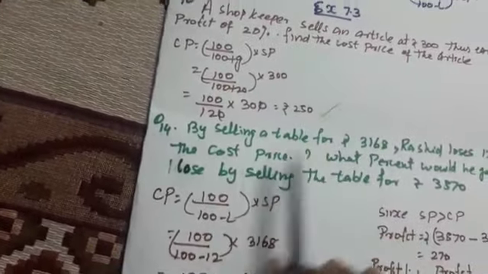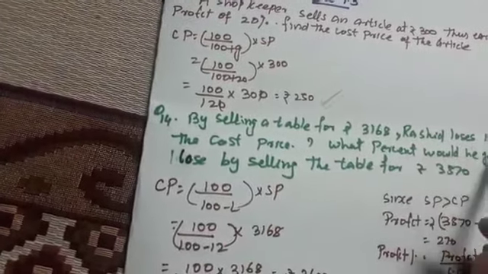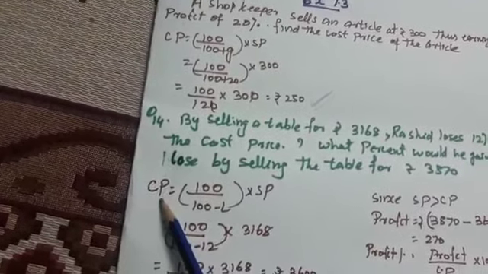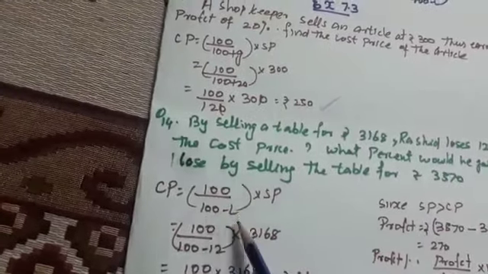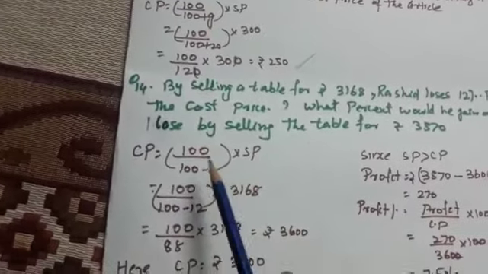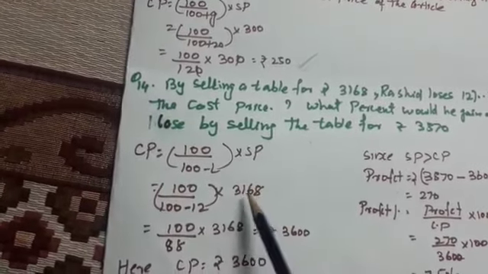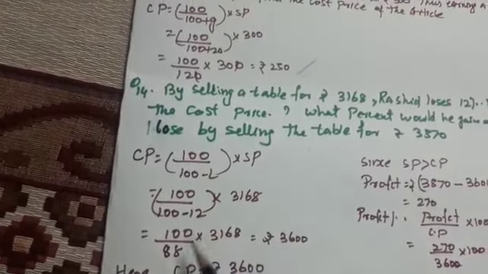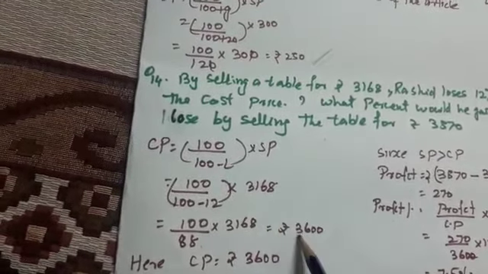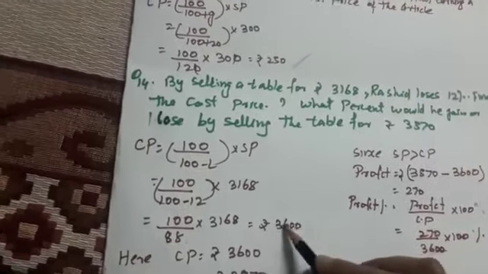The first part of the question is asking you to find the cost price, and the loss percentage is given as 12%. So we apply the formula CP equals 100 upon (100 minus loss) into SP. Loss percentage 12 is given to you. 100 upon (100 minus 12) into 3,168, that is 100 upon 88 into 3,168. On simplification, we get CP as rupees 3,600.